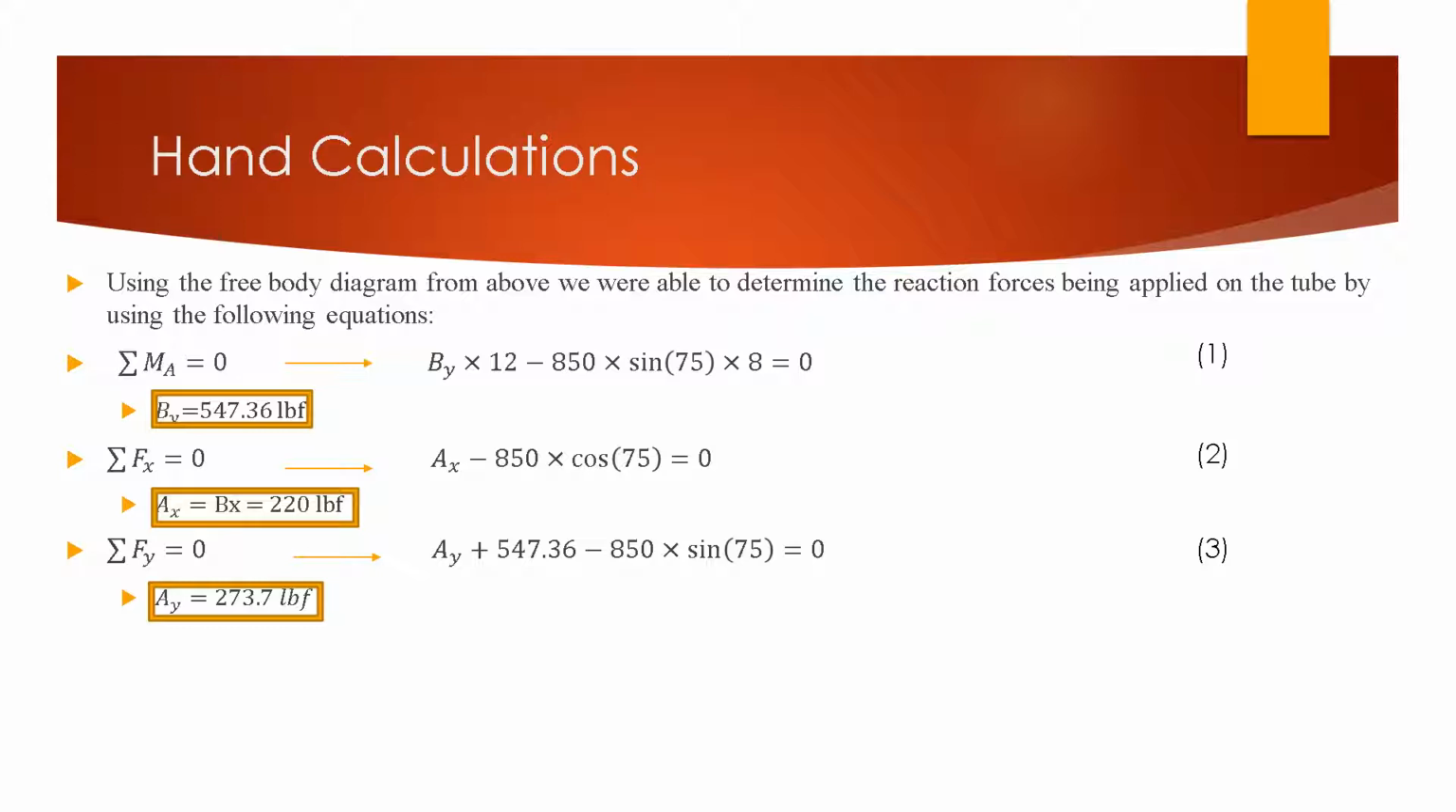Moving on to our hand calculations, using the free body diagram from above, we were able to determine the reaction forces being applied on the tube by summing the moments at A, which gave us a reaction force By at 547.36 pound force, and then summing the forces in X, which gave us AX and BX, a reaction force of 220 pound force, and then summing the forces in the Y direction, giving us an AY of 273.7 pound force.